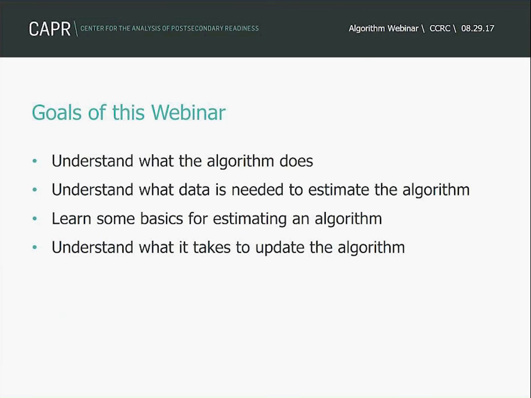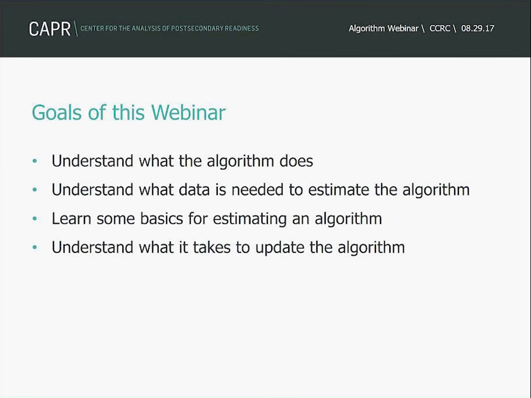All right, so just to get started with some of the goals here, the first thing we're going to cover is understanding what the algorithm does. What's the output going to be, how it works and such, and then discuss what data is needed to estimate the algorithm, how we organize those data as well. We'll go over some basics for estimating an algorithm and understand what it takes to update it. So for instance, if you either get additional years of data or you want to introduce new variables that we weren't using in the current algorithm that we've estimated for the colleges.